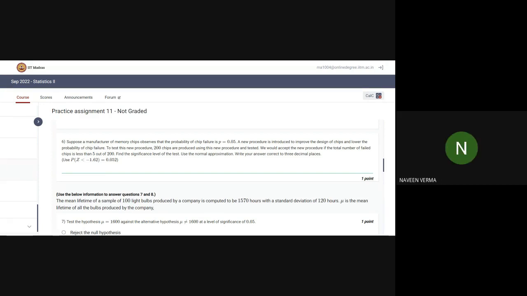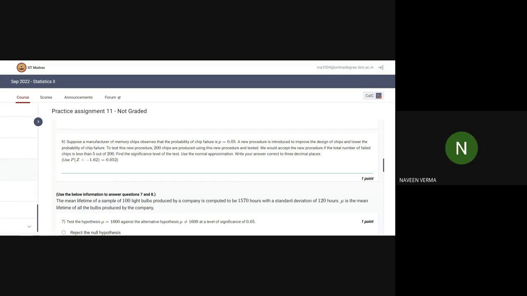Ma'am, the null is that the probability of chip failure is 0.05. Yes, so null will be P equals 0.05. And the alternate: since a new design is introduced and you want to improve the design and lower this probability, P will be less than 0.05. This is what you wanted to check, the alternative. Yes, again this is what we wanted to check, so we have put it into the alternative.